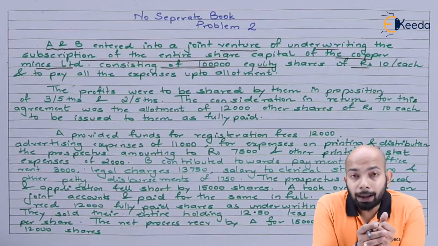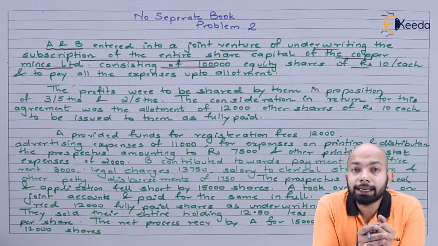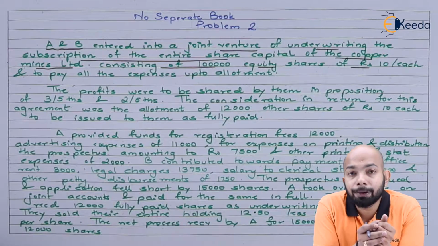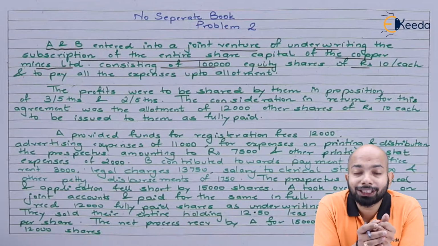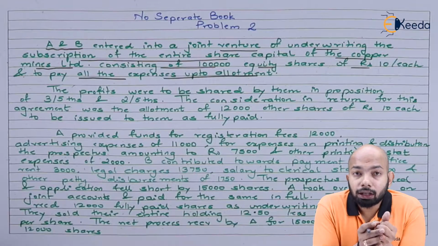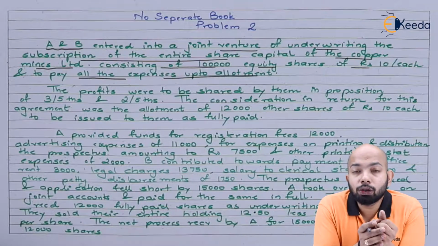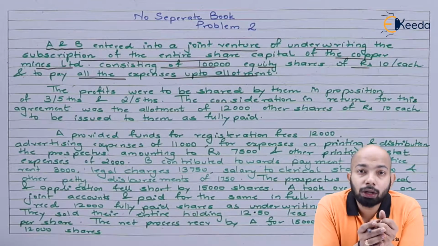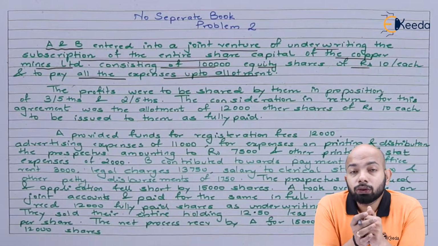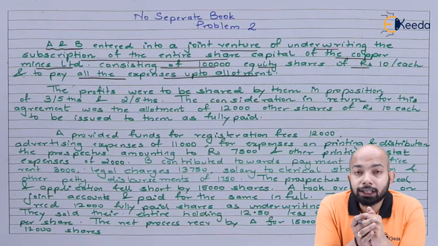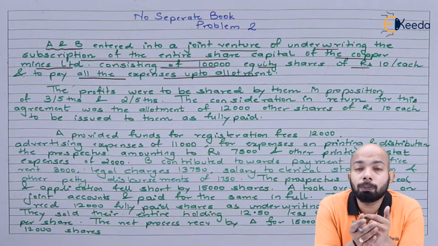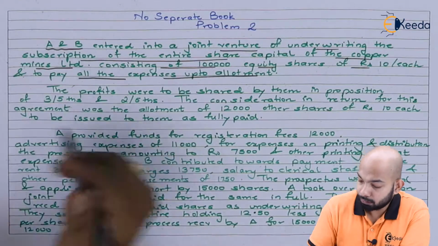Now this company, Copper Mines Limited, had 1 lakh equity shares of rupees 10 each. So that means the capital was 1 lakh into 10, that gives you 10 lakh capital. And apart from the underwriting, they also had to pay all the expenses related to the allotment of these shares. Now, the profits were supposed to be shared in the ratio of 3/5 and 2/5. That means 3 upon 5 and 2 upon 5 was the ratio.